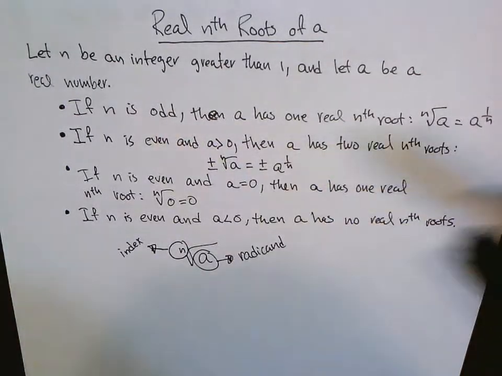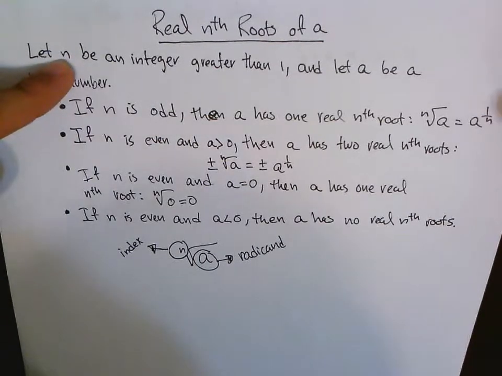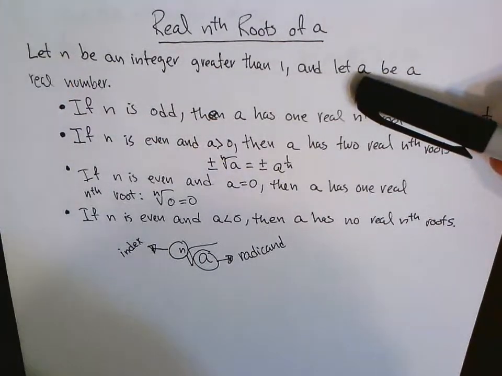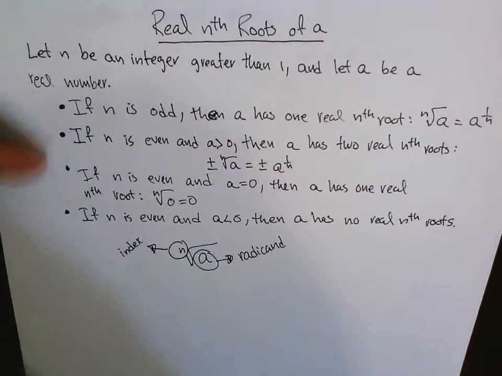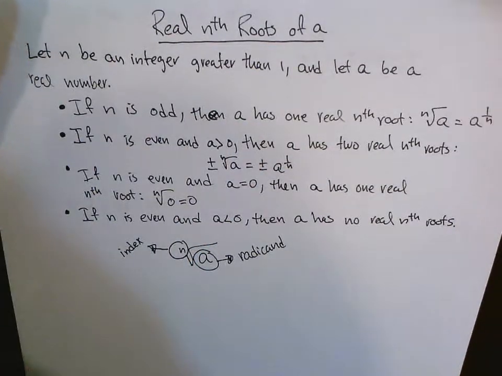So let's see, it says let n be an integer greater than 1 and let a be a real number. That means that a could be any number that you want. And here we have a few rules. The first rule says that if n is odd, that means 3, 5, 7, 9, those numbers, then a has one real nth root.